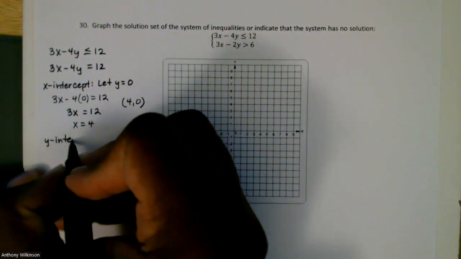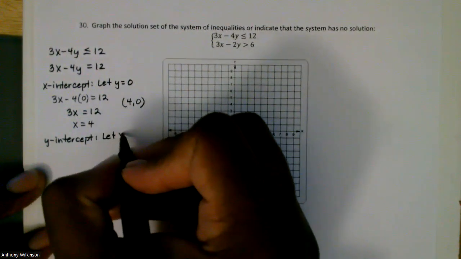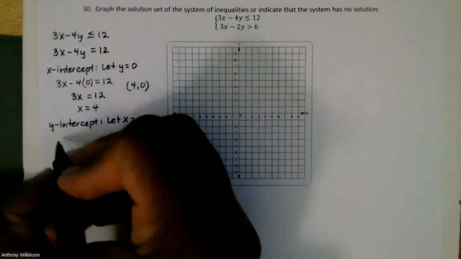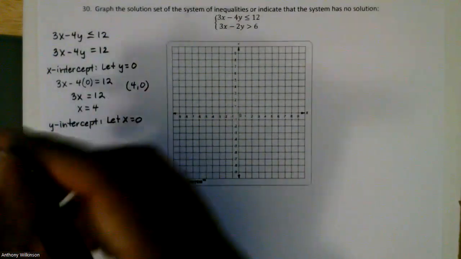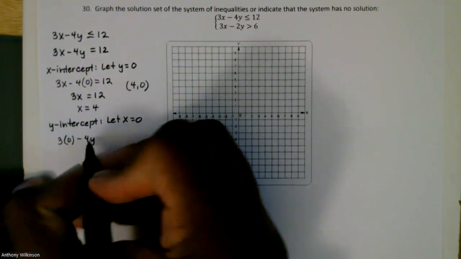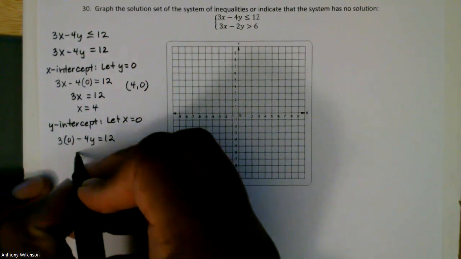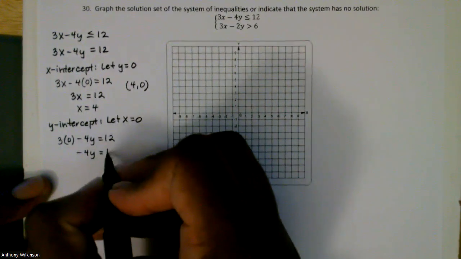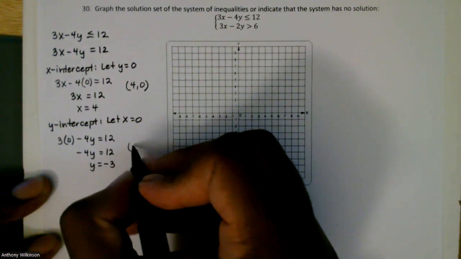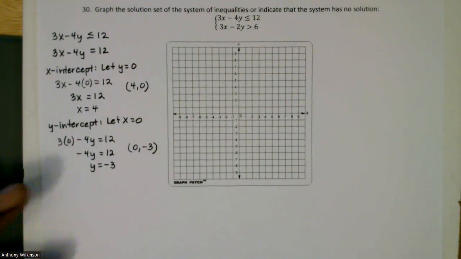Now for the y-intercept. That is, of course, you're going to let x equal 0 and solve for y. So in this case here, using this equation here, I'm going to substitute the x with 0. So it'll be 3 times 0 minus 4y is equal to 12. Well, 3 times 0 is 0, so negative 4y is equal to 12. That would mean that y has to be equal to negative 3. So the y-intercept will be the ordered pair 0, negative 3.